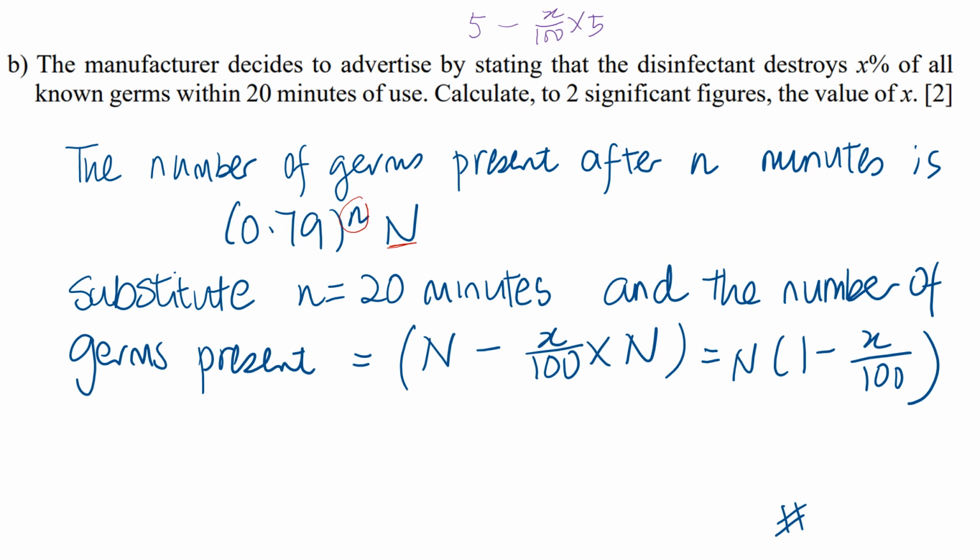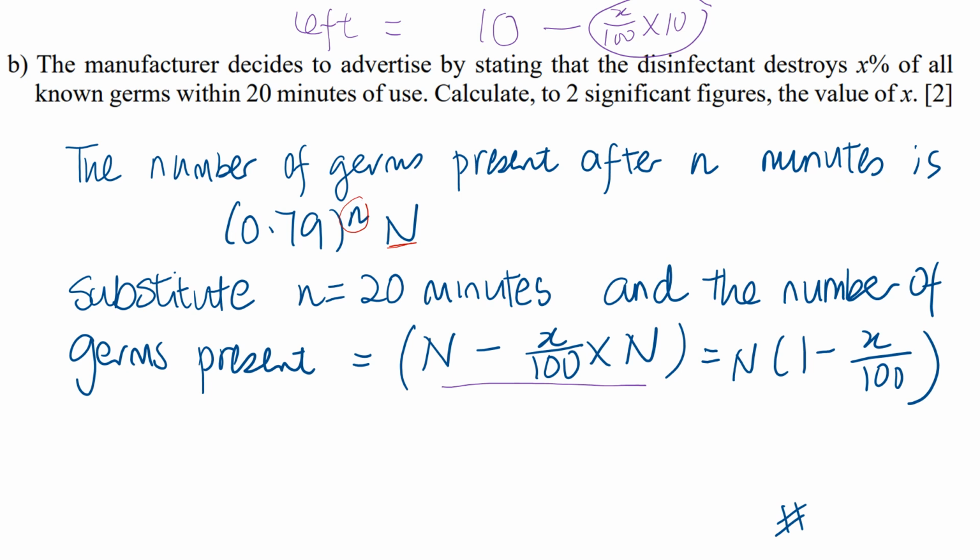Okay, let me explain again. Supposing you start off with 10 germs, and if you destroy X% of them, so X over 100 times 10, you destroy this amount of them, and you have 10 in the beginning. So what is the remaining? The remaining will be whatever you have in the beginning, which is 10, minus what you have destroyed. So this will be your leftover, which is what I have here.